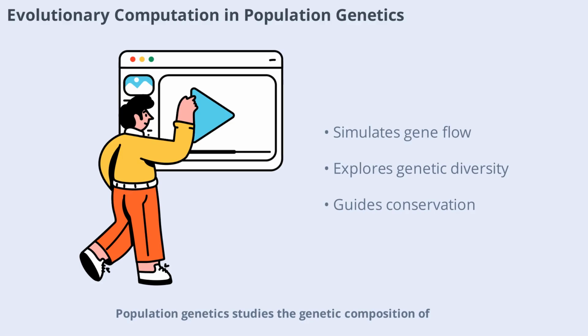Population genetics studies the genetic composition of populations and how it changes over time. Evolutionary computation simulates gene flow, selection, and drift, providing insights into genetic diversity and adaptation. These models help explain patterns observed in natural populations and guide conservation efforts.